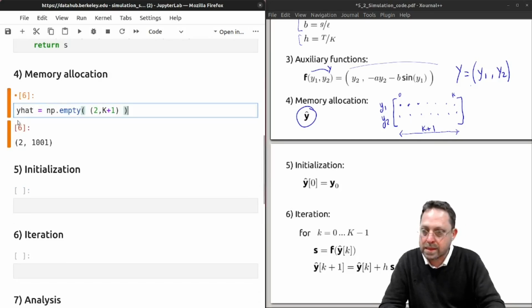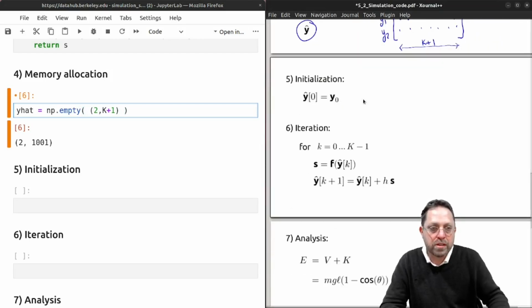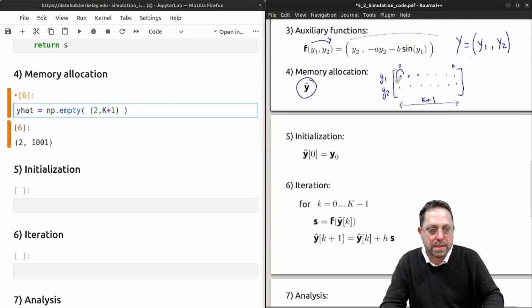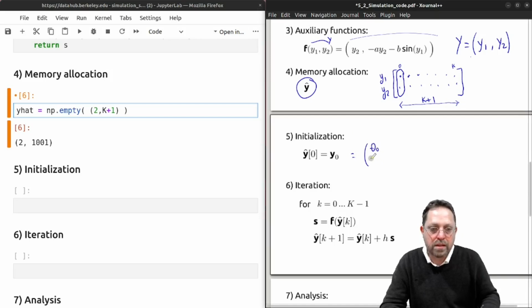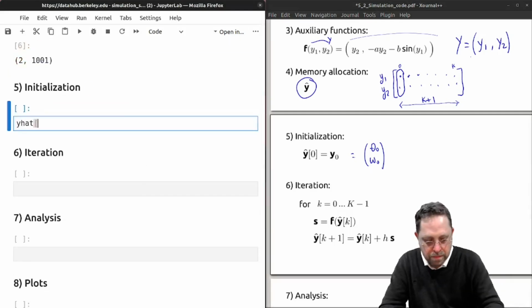Okay, next, initialization. We're going to initialize the first column of this array, that is the initial condition. We're going to set that to the initial angle and the initial angular speed. So let's do that here. The first column, so all rows, first column is going to be equal to, well, first theta naught and then omega naught.